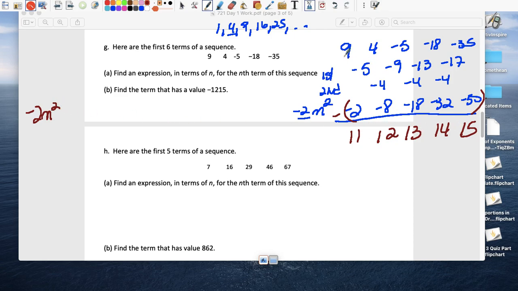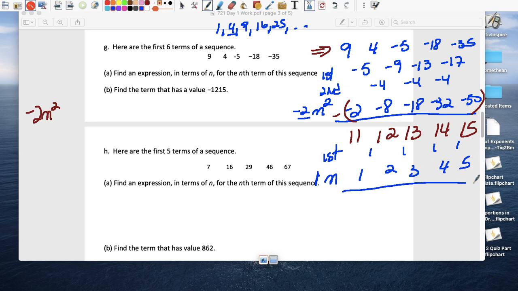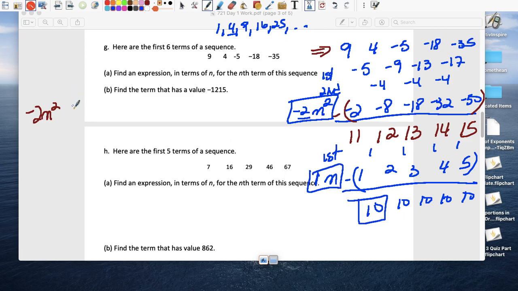There's another sequence inside here, right? Part of that is the negative 2n squared. Now, take the first difference again. This one's plus 1, plus 1, plus 1, plus 1. So the coefficient in front of the n is just 1. What's the first 5 terms in a 1n sequence? Well, 1 times 1, 1 times 2, 1 times 3, 1 times 4, 1 times 5. Subtract. 11 minus 1 is 10, 12 minus 2 is 10, 13 minus 3 is 10, 14 minus 4 is 10, 10, 10. So our nth term is negative 2n squared plus n plus 10.